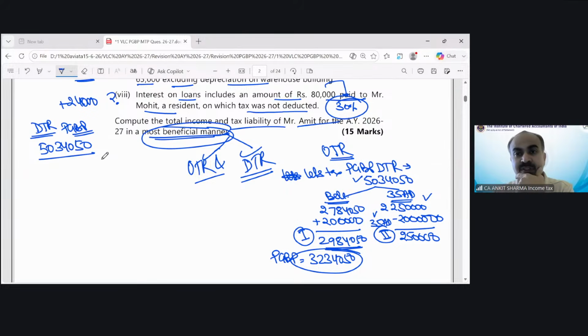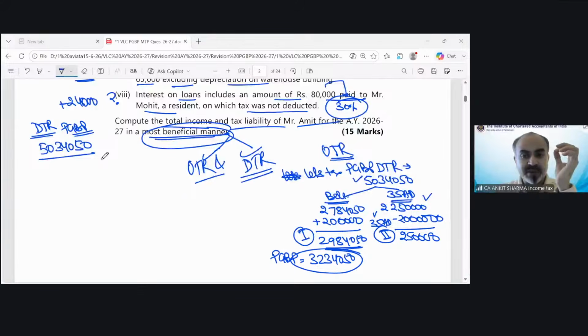Is it clear, student? Please remember, if there is any question in which warehouse charges, hotel charges, hospital charges, cold storage chain facility charges, etc. have been given, you should keep in your mind that in this case, we have to calculate under optional tax regime, separate business income in respect of those activities.